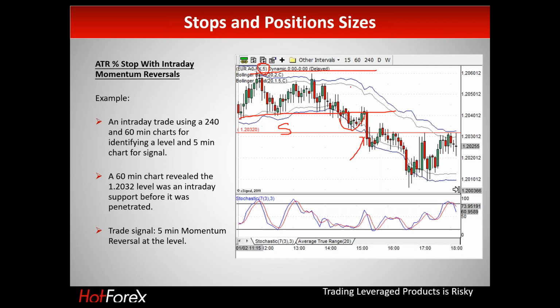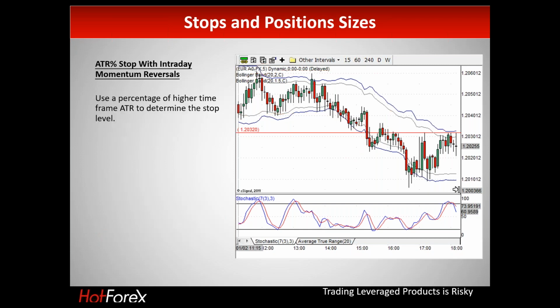However, further decline in a 5-minute chart. Okay, you need to stick to the time frame that you have seen triggering your level. So you can use, as we said, either the full ATR or a percentage of it in order to determine your stop loss. Okay, so remember that the support based on the high time frame analysis was at 120.32.